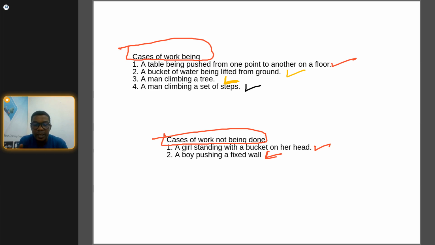We've mentioned a girl standing holding a bucket on her head. We've mentioned a boy pushing a fixed wall. So those two cases that I mentioned are not work being done. So I want you to give me examples inside the chat box, and I'll be expecting that while we proceed with the class. You can drop your example in the chat box.